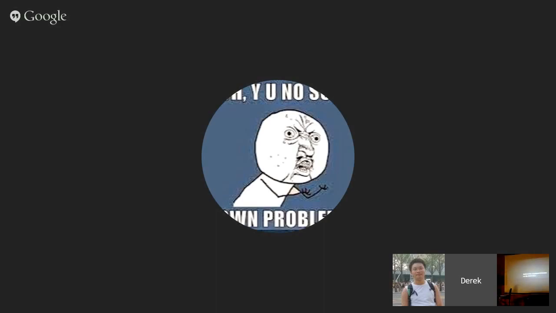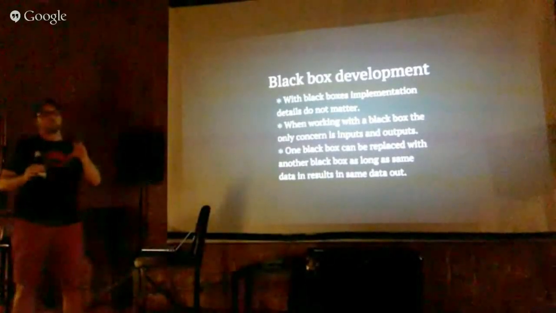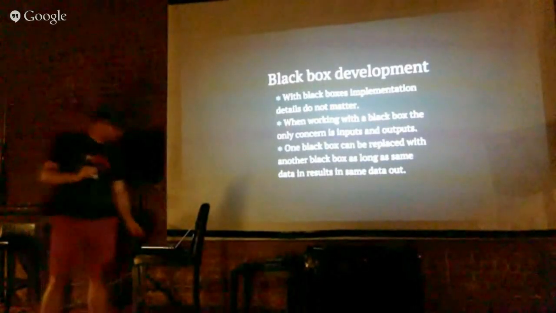You can think of referentially transparent functions as being like black boxes. And when you have black box development, the implementation details no longer matter, which is why I like it. When working with a black box, the only concerns are inputs and outputs. The implementation details of what's in the black box don't matter, which means you can replace one black box with another black box.